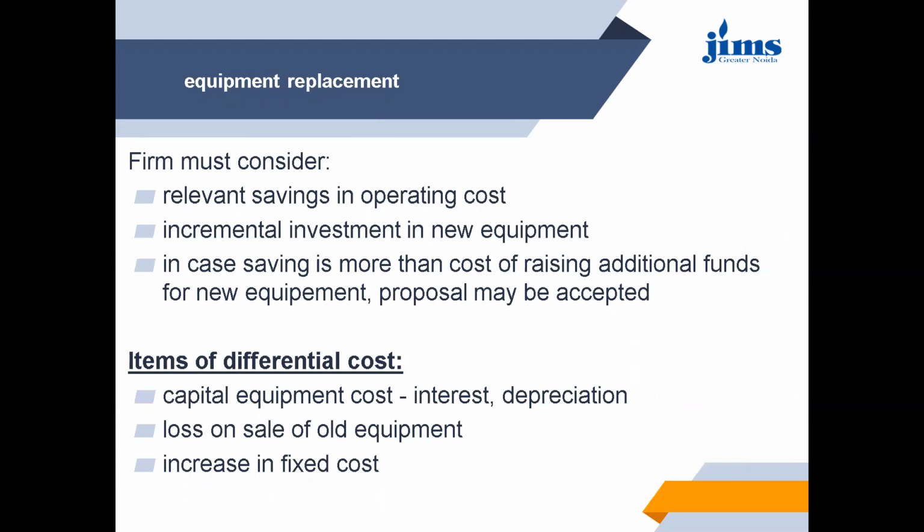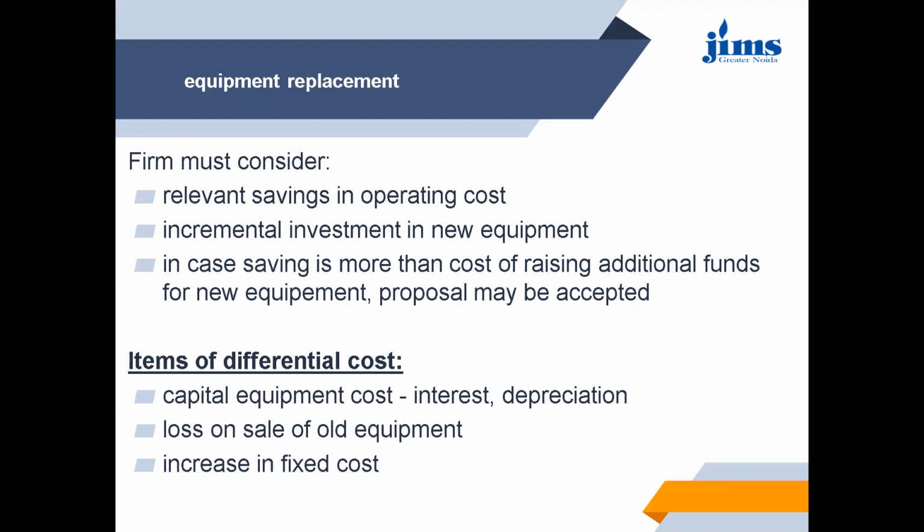Now, next decision is equipment replacement decision. When the company decides to replace certain equipment, machinery, then how do they take the decision on the basis of marginal cost? The firm must consider the relevant savings in the operating cost. They must consider the incremental investment in the new equipment, and they should consider that in case saving is more than the cost of raising additional funds for the new equipment, then the proposal may be accepted.